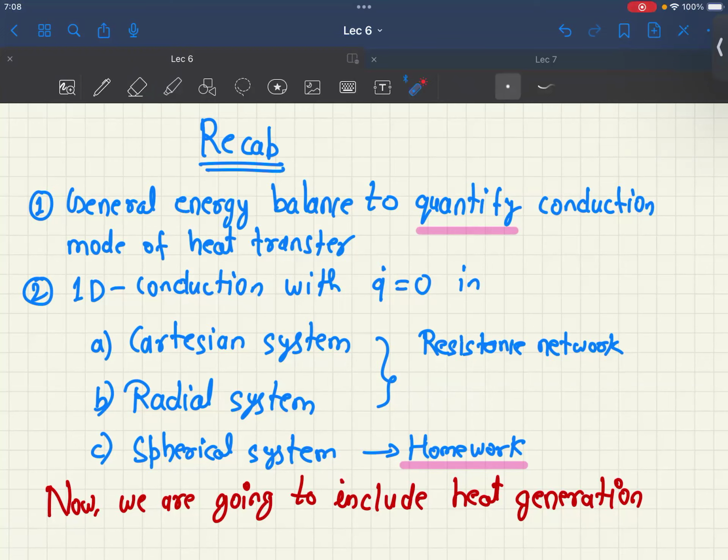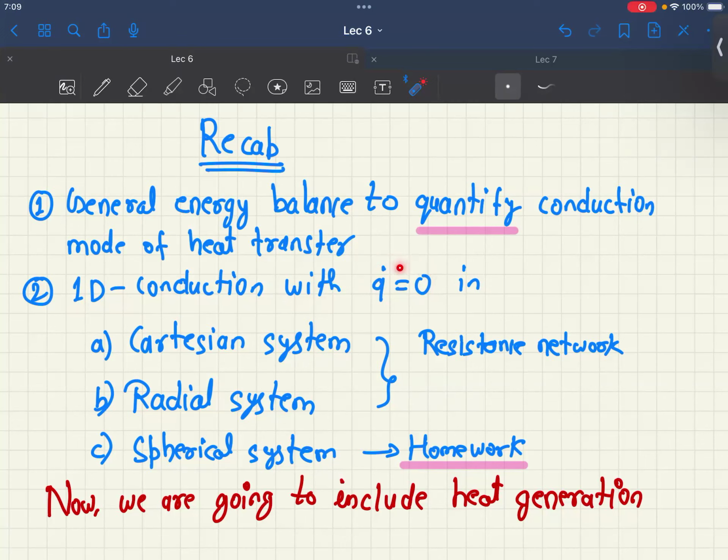In the previous lectures, what we have covered: we have derived a generalized energy balance equation to compute heat transfer, to quantify the conduction mode of heat transfer. Additionally, we also studied its limitation, and then we used this generalized energy balance to quantify the heat conduction mode for one-dimensional systems with q dot equal to 0.